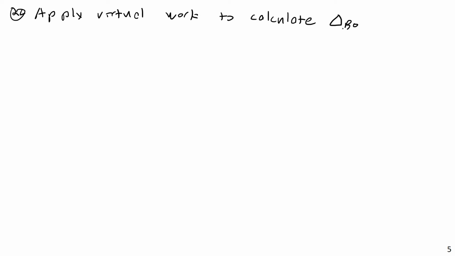Okay. Then next, I guess I would call this step 2C. I will apply virtual work to calculate delta B naught, capital delta B naught, that is the deformation at joint B due to the real loads if the redundant reaction at B is removed. And so our generic equation for the virtual work method is 1 times delta is equal to the summation of FV times FL over AE.